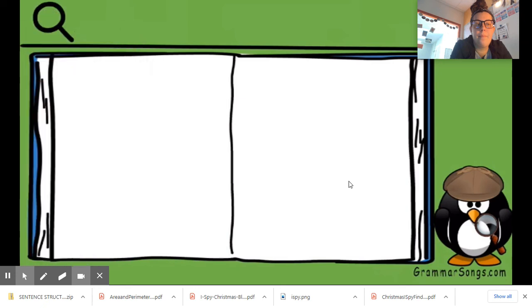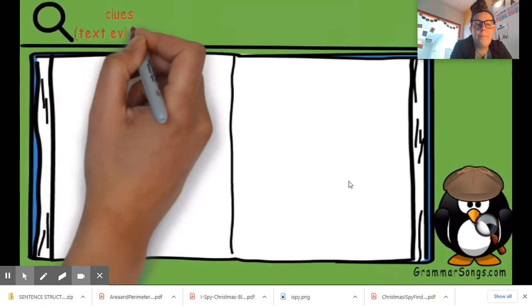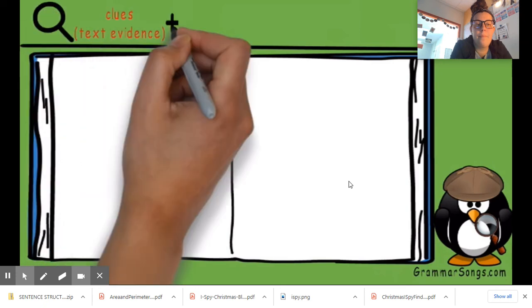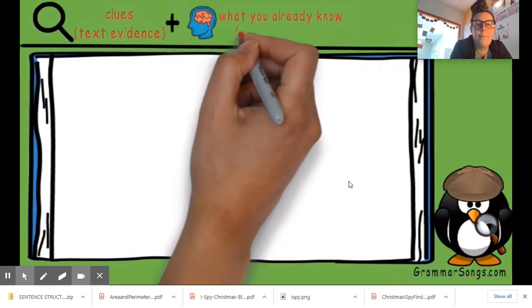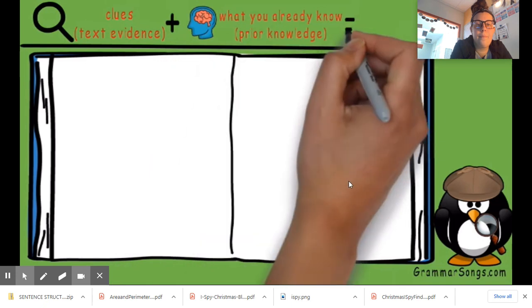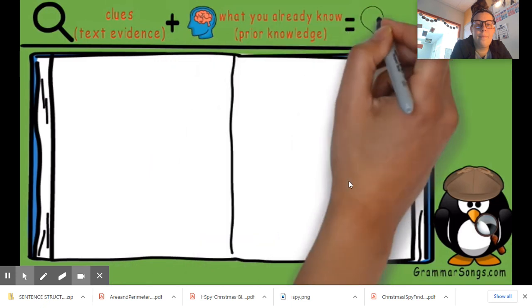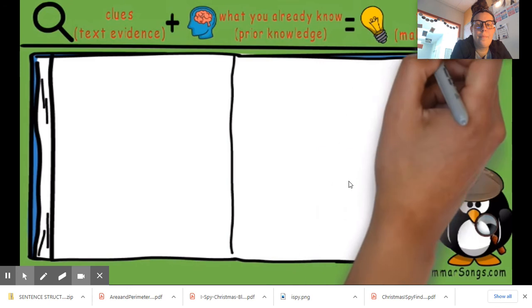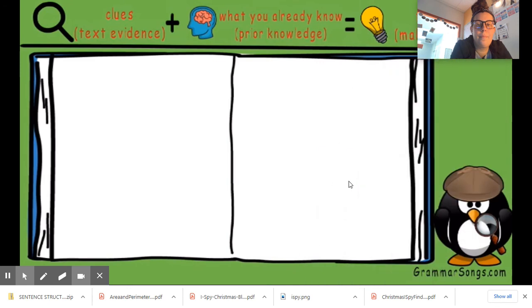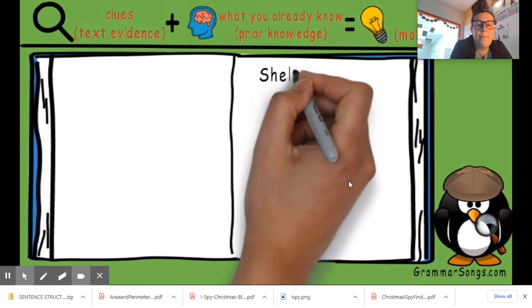First, you must look for clues, but now the clues are found in the text as text evidence. Then you add what you already know, your prior knowledge, to the situation at hand. Finally, you put everything together to form an idea or make an inference. Let's read a short story and look for clues to make an inference.